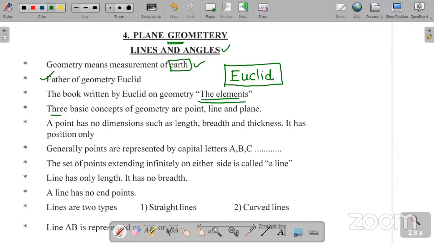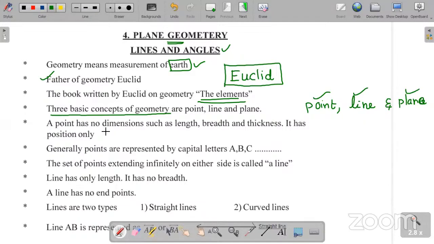So the three basic concepts of geometry are point, line, and plane. They are called undefined terms. In higher classes, you are going to study more about undefined terms. So point, line, and plane are the three basic concepts.